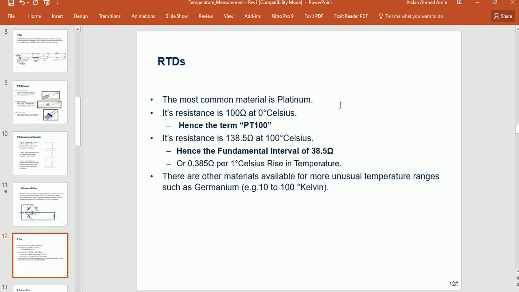The most common material for RTDs is platinum, and normally it is used as PT-100, which means that its resistance is 100 ohm at 0 degrees C, and its resistance at 100 Celsius is 138.5. Hence the fundamental interval is 38.5 ohm per 100 degrees C. So this should be calculated accordingly. If we measure the resistance, we can translate and check what the temperature would be. There are other materials available for more unusual temperature ranges, such as germanium, which is 100 to 100 degrees Kelvin.